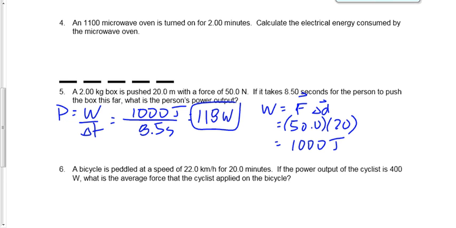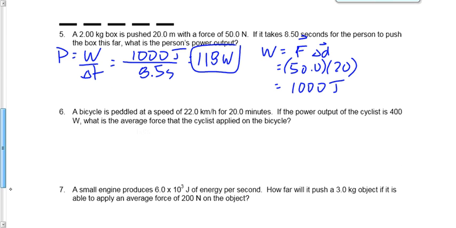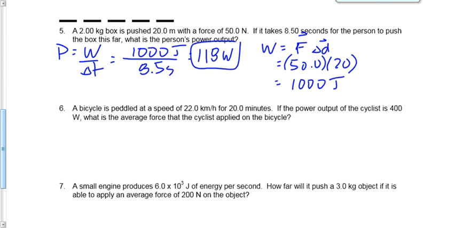Questions 6 and 7 get a little bit more challenging though. 6: A bicycle is pedaled at a speed of 22 kilometers per hour for 20 minutes. First of all, I'm not really a big fan of this kilometers per hour thing. The power output of the cyclist is 400 watts. What's the average force that the cyclist applies on the bicycle?